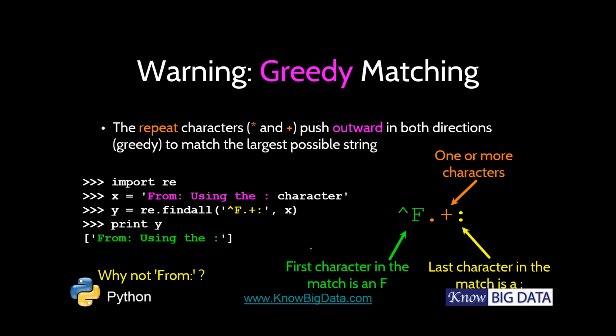Now let's see what greedy and non-greedy matching is. The repeat characters star and plus: star is for 0 or more times, plus is for 1 or more times.